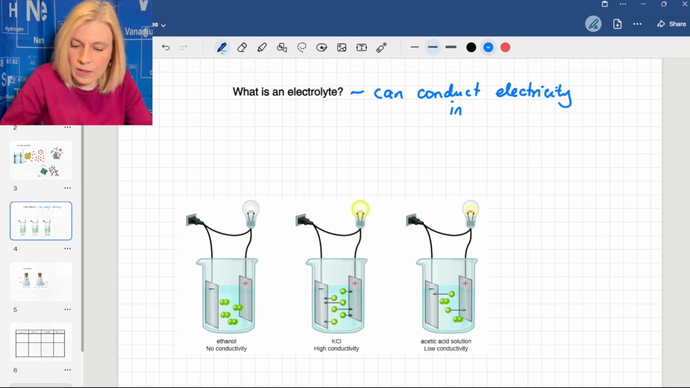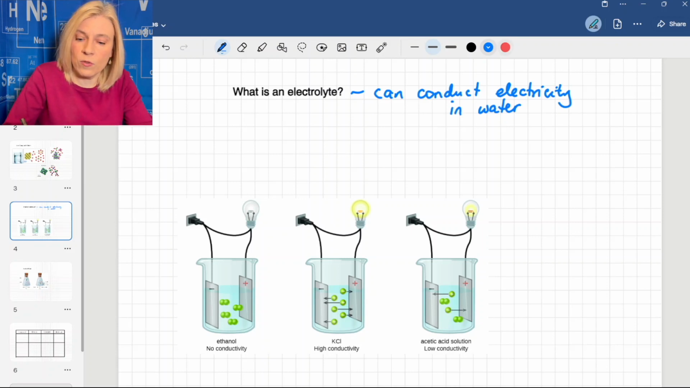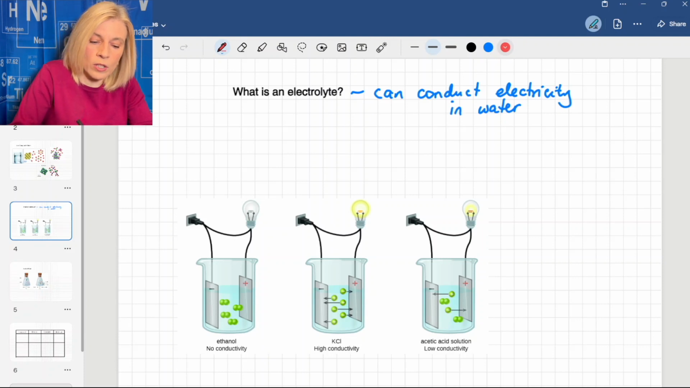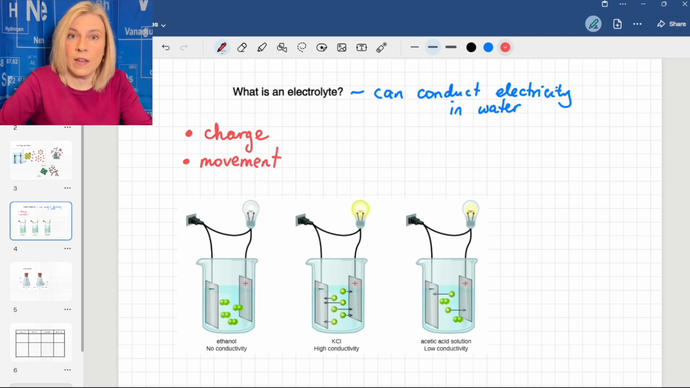Electricity in water. In order to be an electrolyte, in order to conduct electricity, two conditions have to be met. If they are not met, it's not an electrolyte. So the two conditions that have to be met: you need to have charge, and this charge has to be able to move, movement. These are the two things that have to happen.